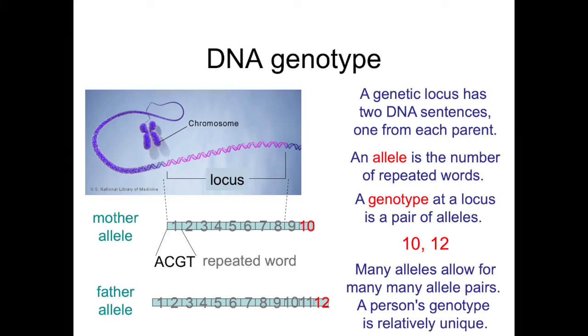There are a lot of genotypes that can exist because if you have about 15 alleles, there are about 100 allele pairs. We can't distinguish 10-12 from 12-10. That's why the number's smaller than you might think.